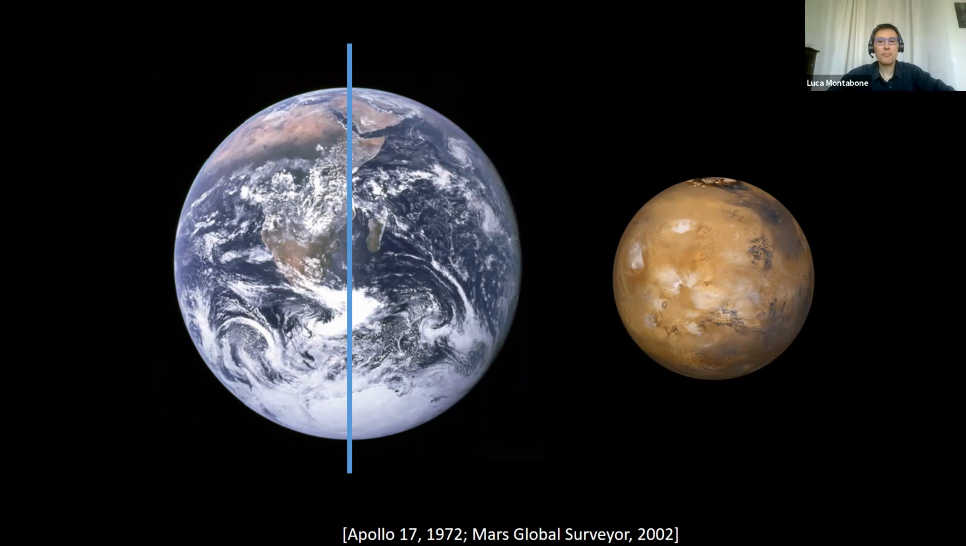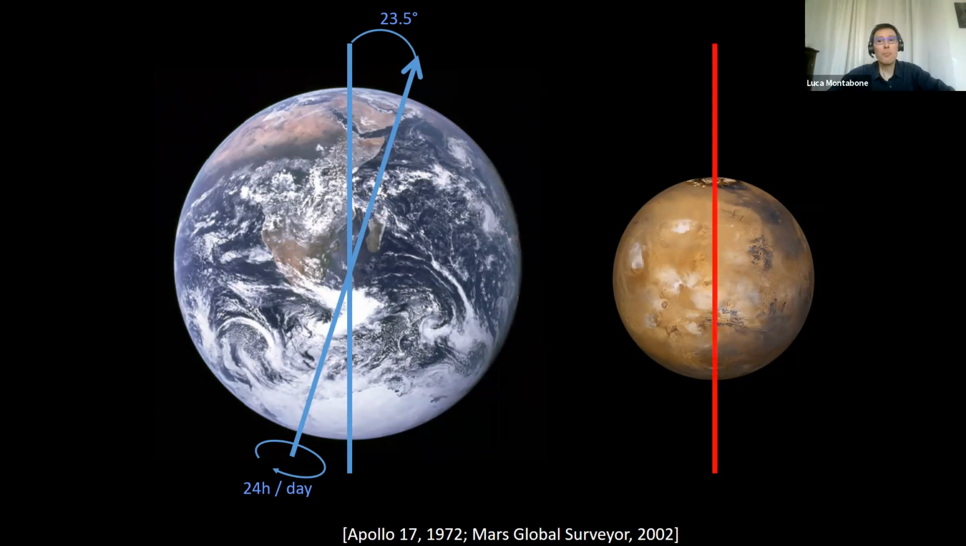Now, in terms of the inclination of the axis, we know the Earth has an axis inclination of 23.5 degrees with a 24-hour day. Mars has a very similar inclination, 25.2, and the length of the day is also very similar, 24 hours, 35 minutes, 35 seconds. So we basically have 40 more minutes on Mars. We can use them to work more or to relax, whatever you prefer.